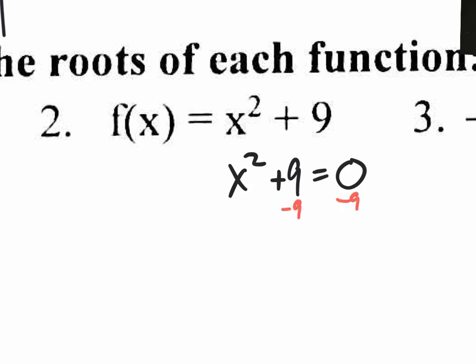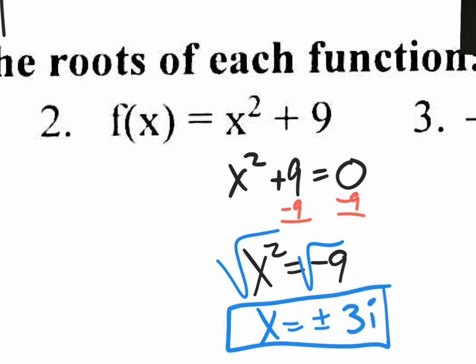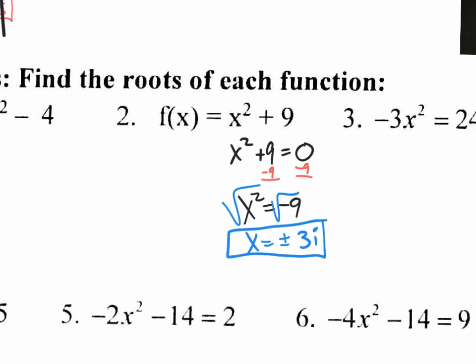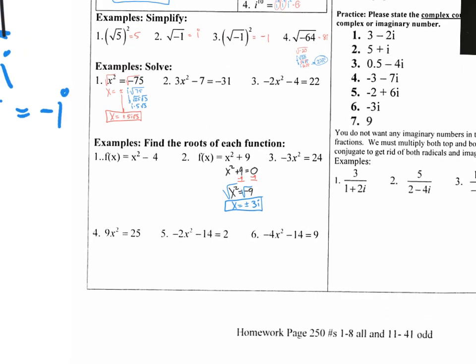Get x by itself by subtracting 9, you're going to end up with x squared equals negative 9. You're going to apply a square root. You're going to end up with x equals plus or minus what? 3. But with that negative inside, what happens with that negative inside? It becomes an i. So what would we have as a final answer? 3i. There you go. x equals plus or minus 3i. So there's tons more practice that you could do right there.